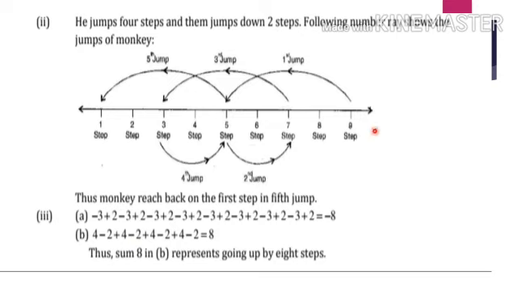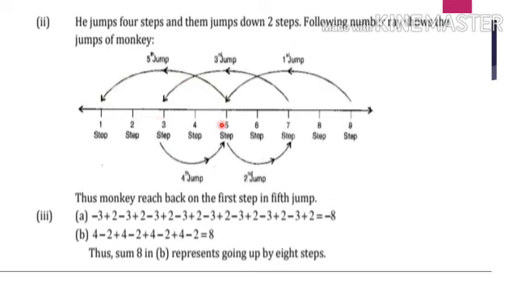The second case: after drinking water, the monkey wants to go back. The water level is the 9th step. Then he wants to go back. In the second case, he jumps 4 steps up and 2 steps down. The same way, from 9 to 5, he jumps 4 steps up and 2 steps back. From 7, he jumps 4 steps up and 2 steps back. From the 5th step, 4 steps up.